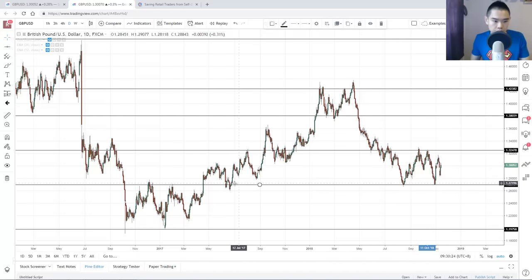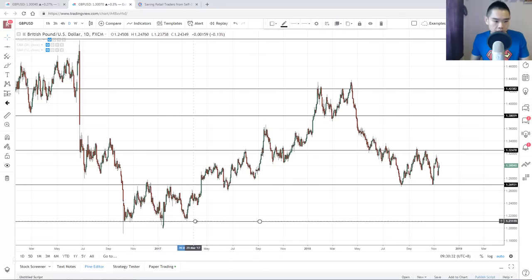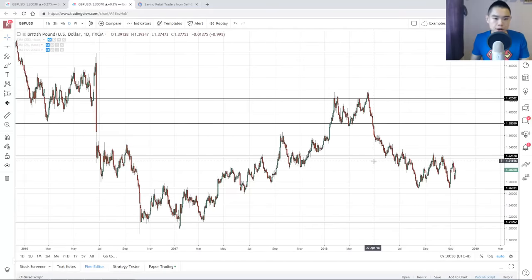1, 2, right, you can see over here, 3, 4, and a few more behind. And similarly for this one over here, I don't want to draw it at the extreme low. I'll try to get more touches involved. In fact, up here, I can get this one involved as well. 1, 2, 3, and 4. Okay, so that's pretty much it on how to draw your support resistance level.